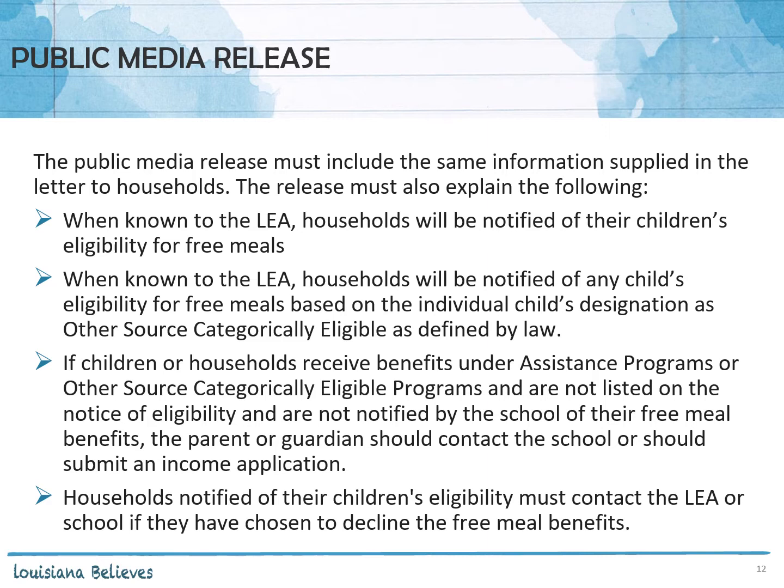Children are determined as other source categorically eligible if they are homeless, migrant, runaway, a foster child, or enrolled in Head Start. If children or households receive benefits under assistance programs or other source categorically eligible programs and are not listed on the notice of eligibility and are not notified by the school of their free meal benefits, the parent or guardian should contact the school or should submit an income application. Households notified of their children's eligibility must contact the LEA or school if they have chosen to decline the free meal benefits.